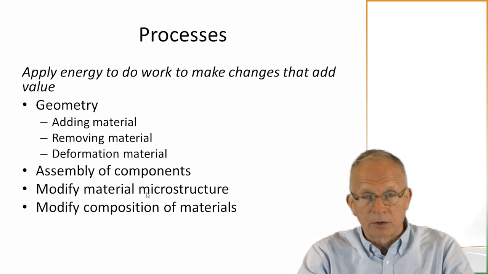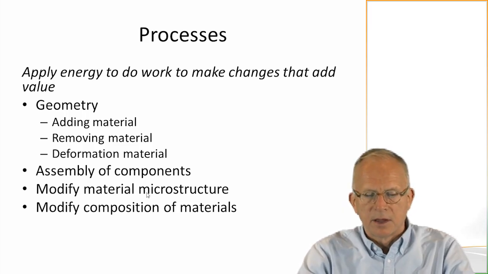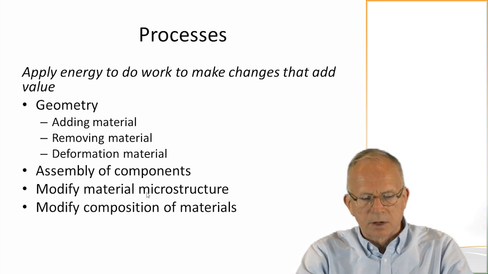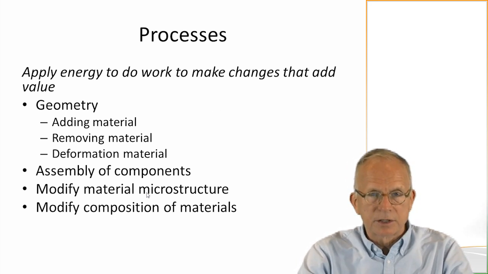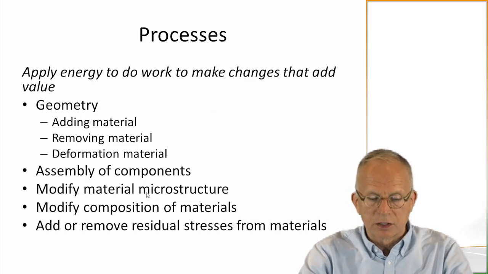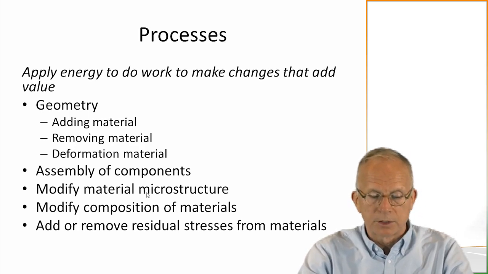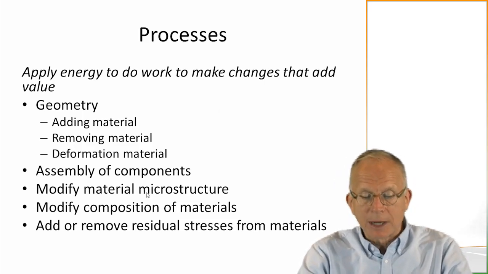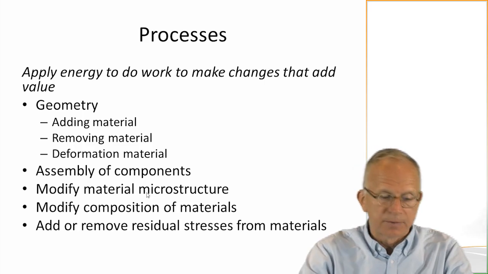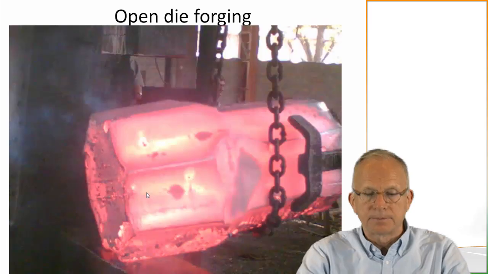This happens a lot in microelectronics where you have to diffuse in elements in order to get the integrated circuits to work. But also it could be in making gears where you want to case harden them, or other kinds of composition changes. Of course, if you're looking at basic metallurgy, there might be a lot of that, or materials. Also you might add or remove residual stresses from the materials in order to create a surface that might be more resistant to fatigue, for example.